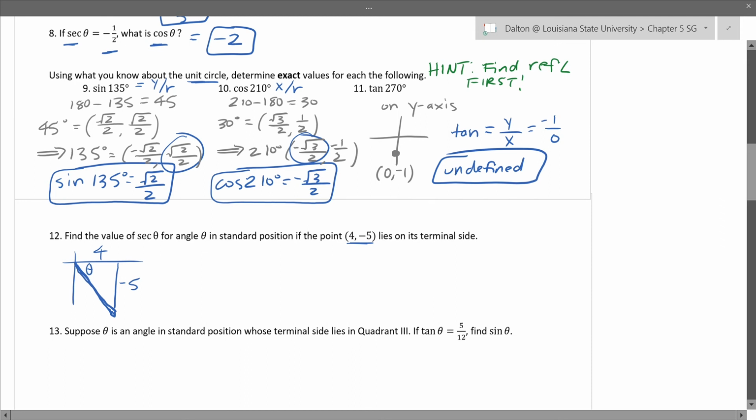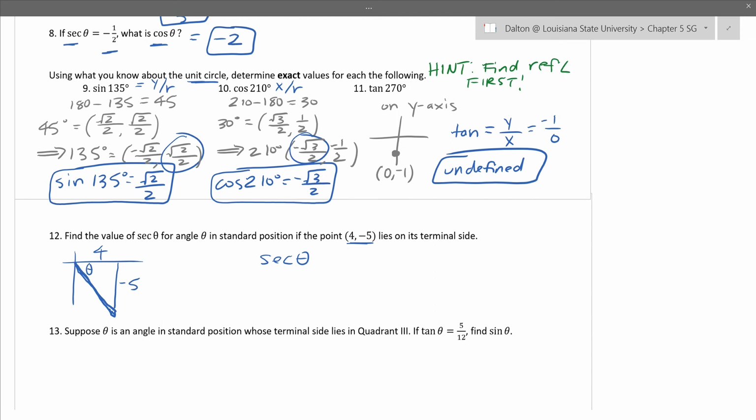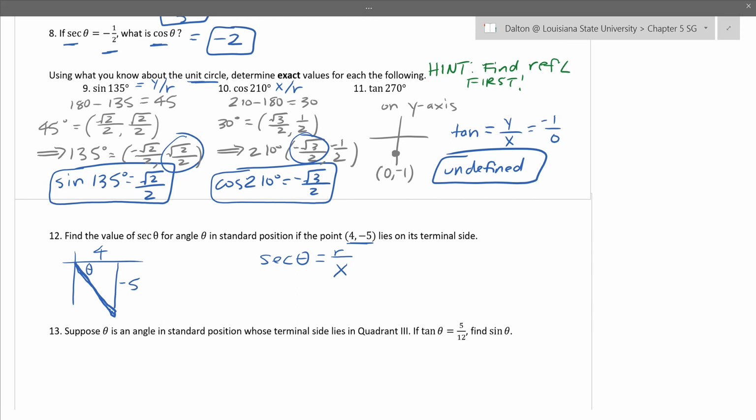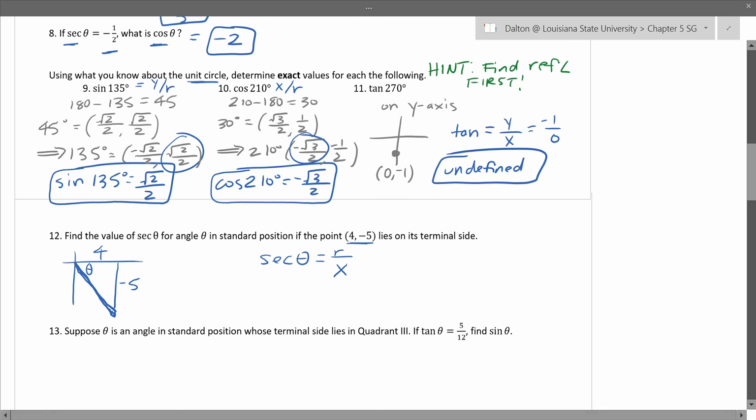Now it says find the value of the secant. So recall secant of theta. Secant is paired with cosine, and if cosine is x over r, then that means the secant of theta is r over x. So we know the x value already is 4, but we need the radius value. So in order to do that, we need to use the Pythagorean theorem to solve for our hypotenuse.